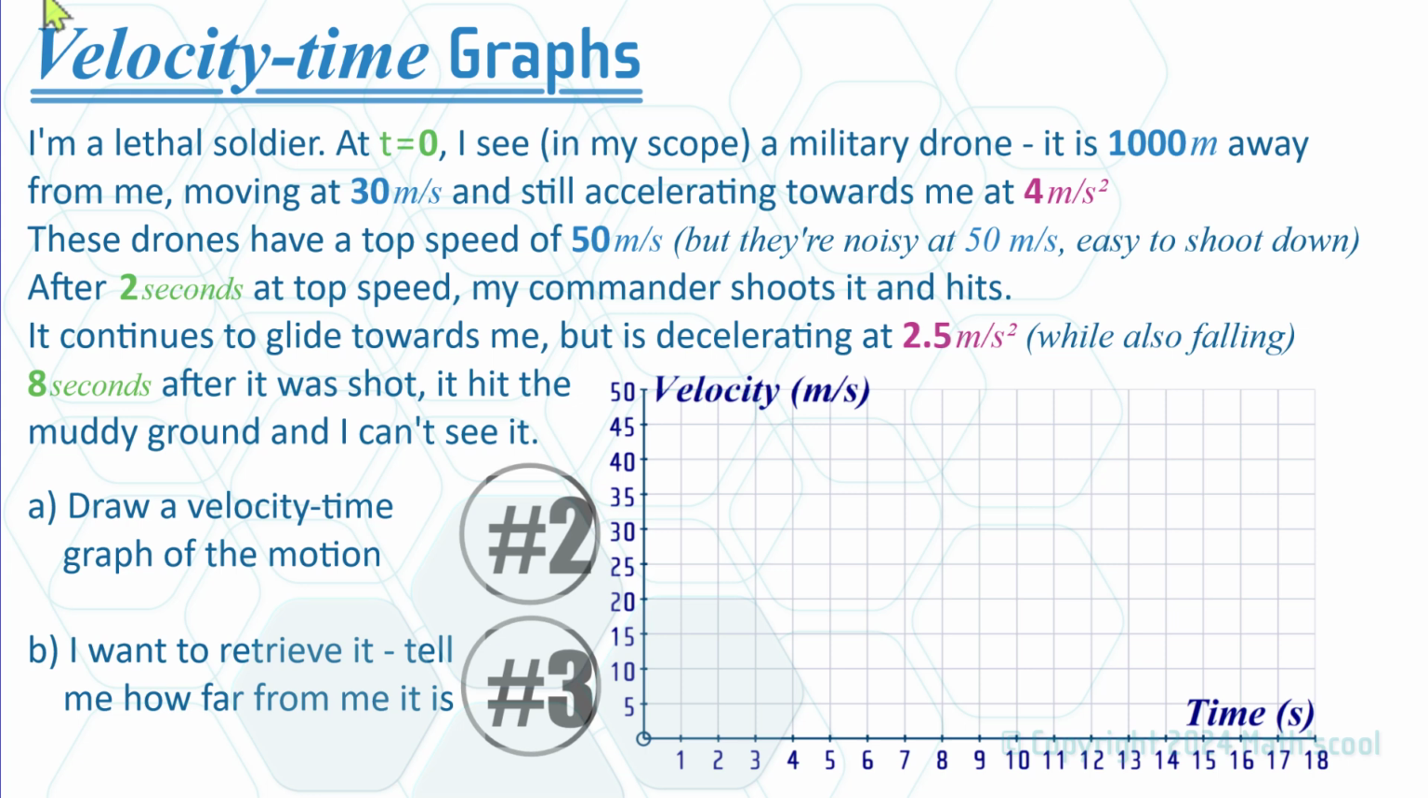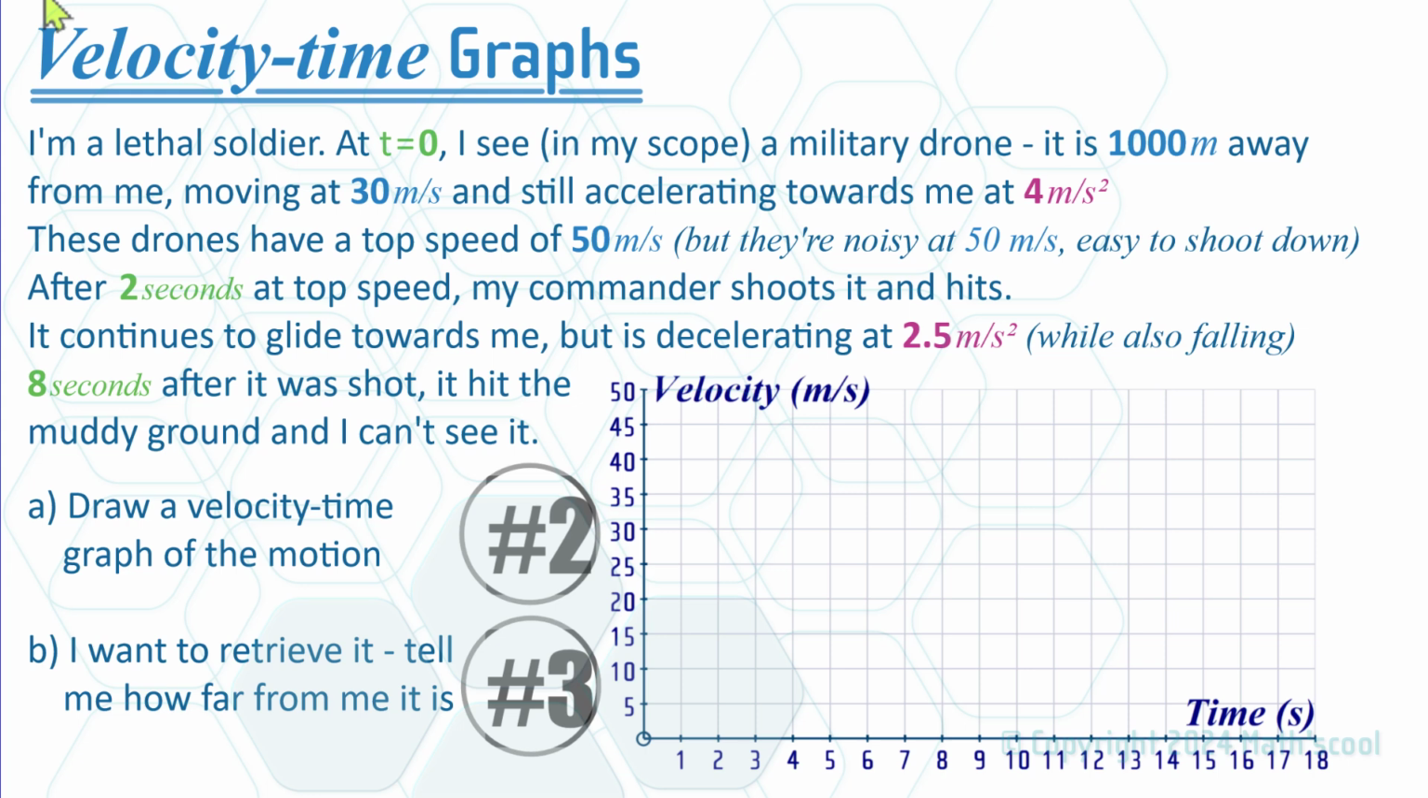These drones have a top speed of 50 meters per second, but they're noisy at 50 meters per second, so easy to see and shoot down. After 2 seconds at top speed, my commander shoots it and hits. It continues to glide towards me, but it's now decelerating at 2.5 meters per second.